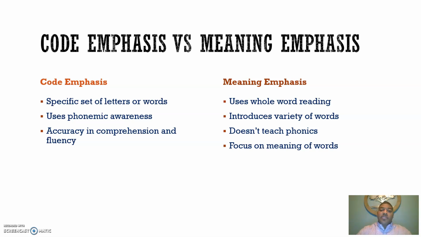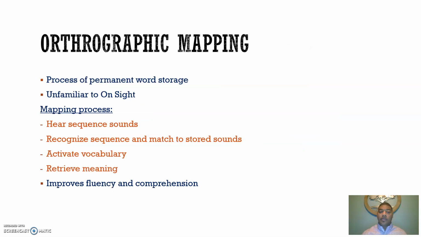Versus meaning emphasis, where you're using whole word reading and it's introducing a variety of words and not something that's really set. So it's a little more confusing. It's not as easy for students to catch on because it doesn't even use phonics to help a student grasp the concept of that word. And it's not to say it can't be effective, but it's not the best. The code emphasis is kind of proving that it can be accurate in comprehension and fluency.